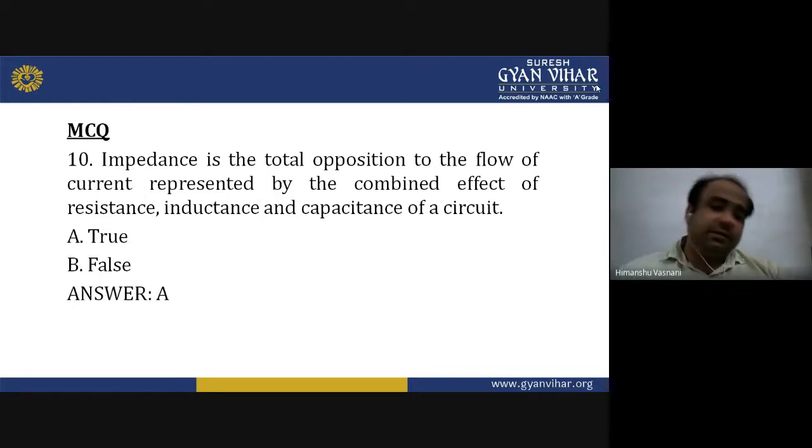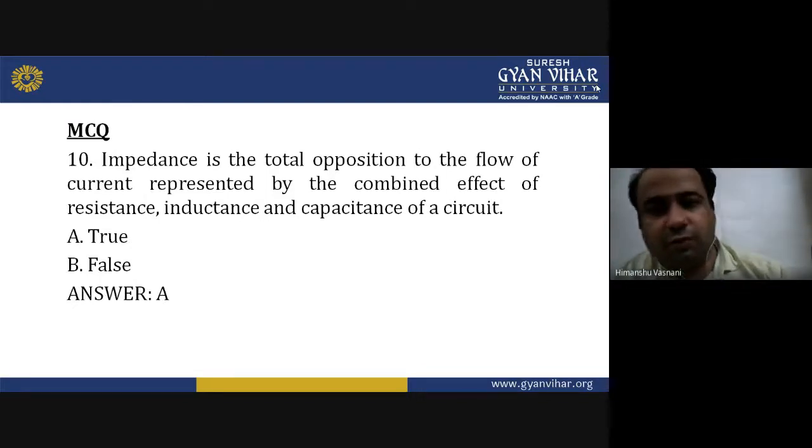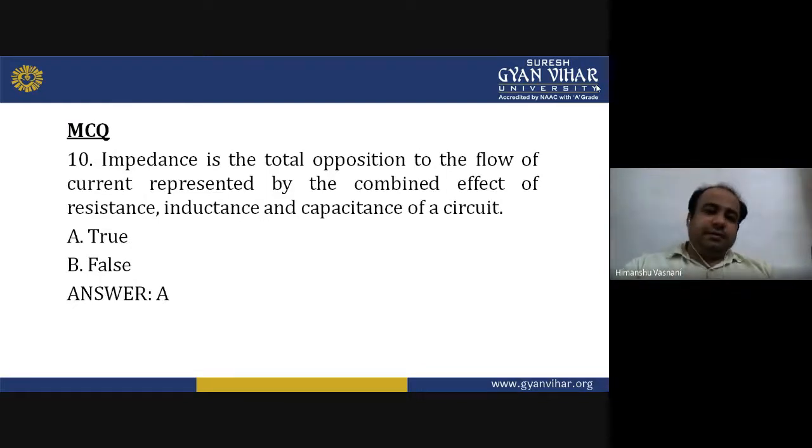Now impedance is the total opposition to the flow of current represented by the combined effect of resistance, inductance and capacitance of a circuit. So what do you think, true or false? It's true. Answer is true in this case.